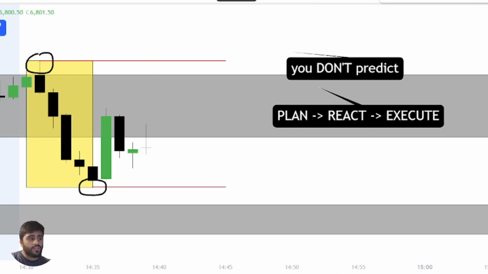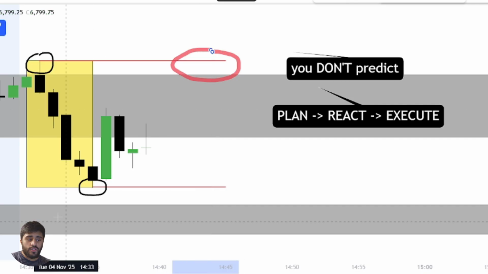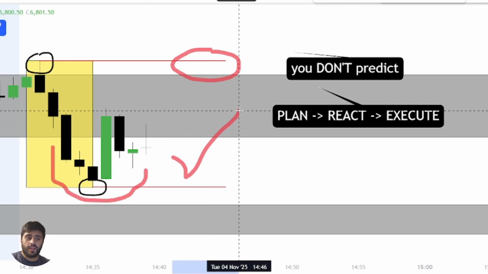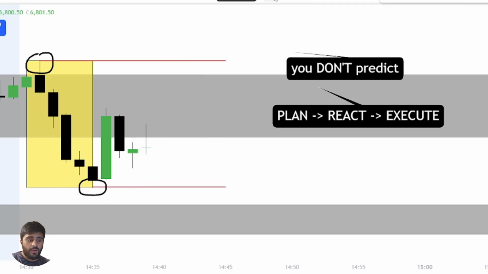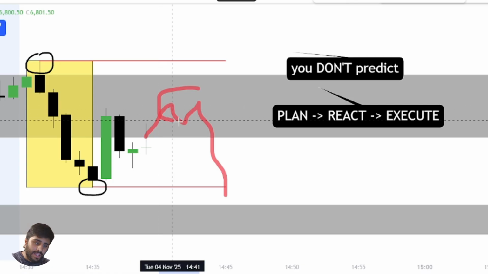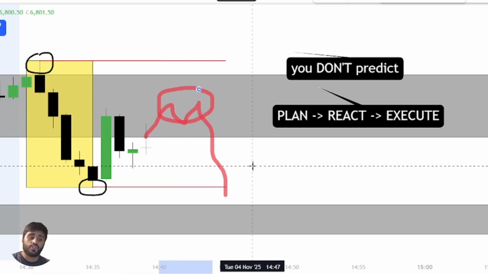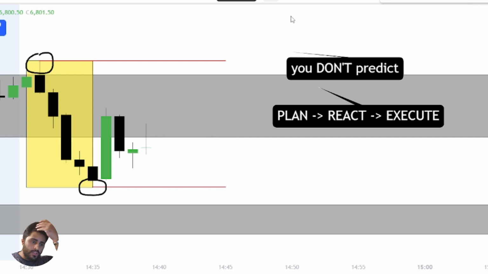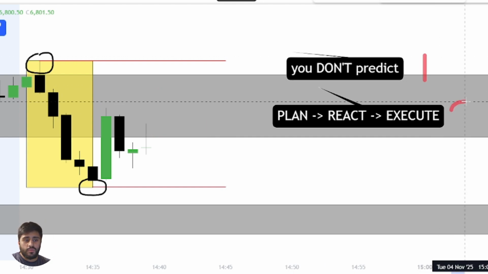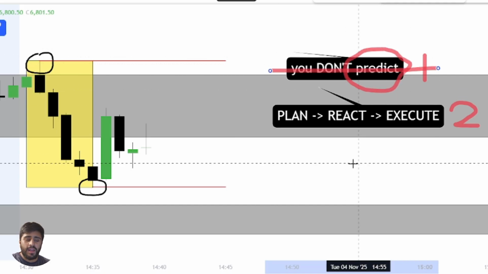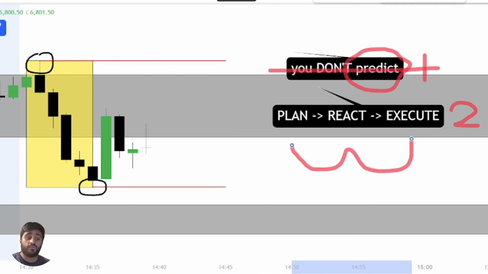Now, your execution needs to be pretty robotic. If you break above here, after reading what's going on here, you should be fit to go for this long. This is basically what happened today. If we come into here and we go short, you want to read what's happening here, and you should be fit to go short. That's all you're doing. So are you 1 or are you 2? Are you predicting, which is completely wrong? You want to plan, react, and execute.